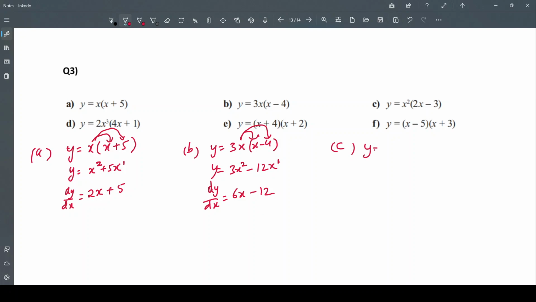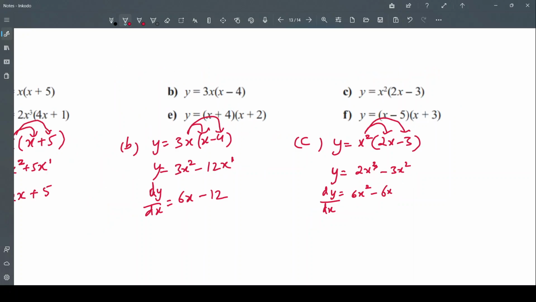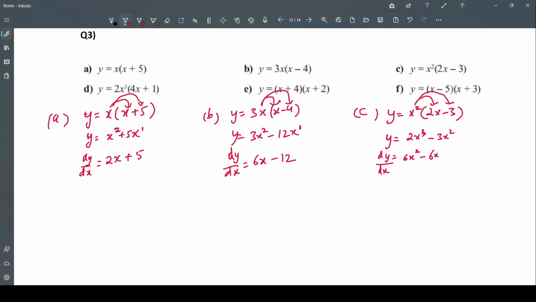So part C, y equals x square times 2x minus 3. We have to expand the bracket. When I expand the bracket, it will be 2 times x cube, because this one is multiplied with this, 2 times x cube minus 3 times x square. When I differentiate with respect to x, dy by dx will be 3 times 2 is 6x square minus 6x. Okay, so this will be part C.